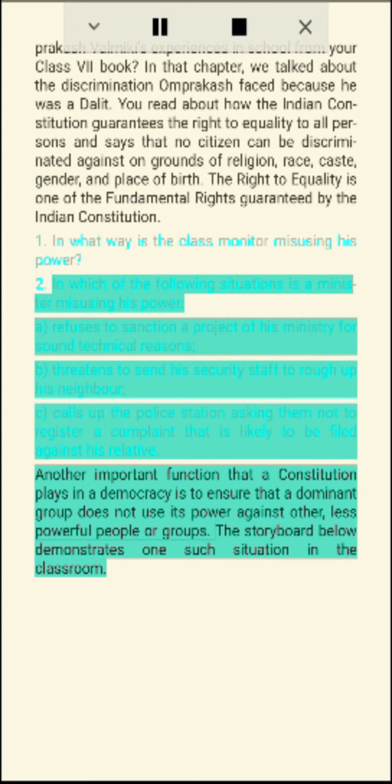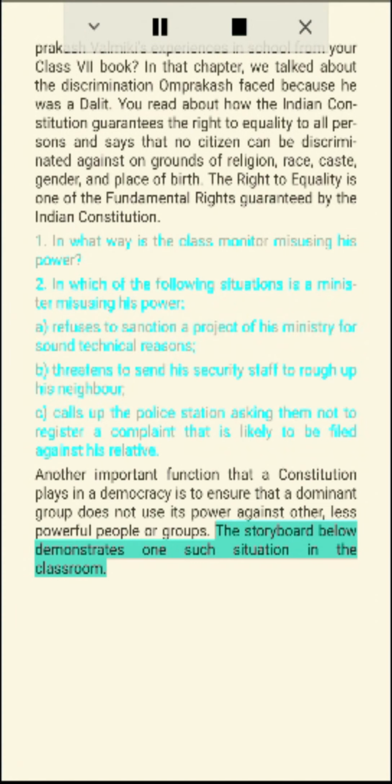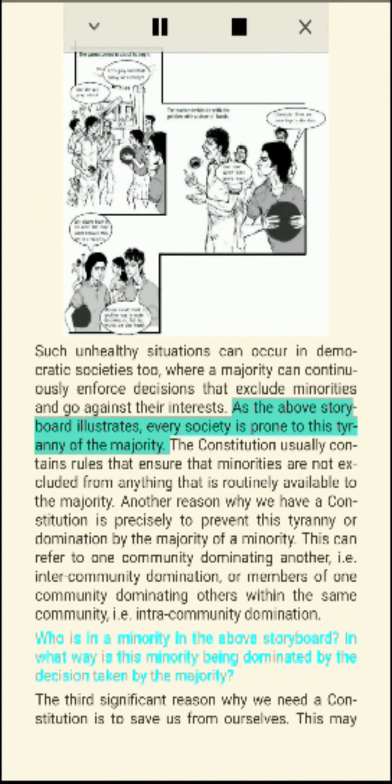his relative. Another important function that a constitution plays in a democracy is to ensure that a dominant group does not use its power against other, less powerful people or groups. The storyboard below demonstrates one such situation in the classroom. Such unhealthy situations can occur in democratic societies too, where a majority can continuously enforce decisions that exclude minorities and go against their interests. As the above storyboard illustrates, every society is prone to this tyranny of the majority.